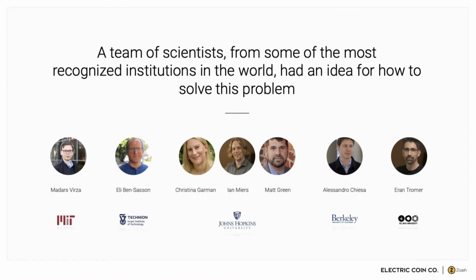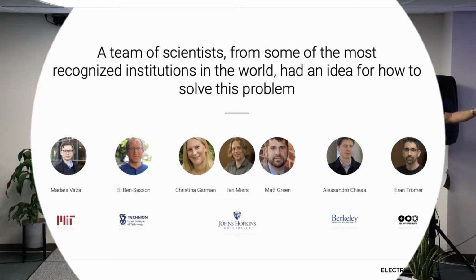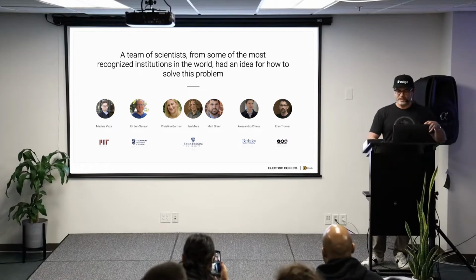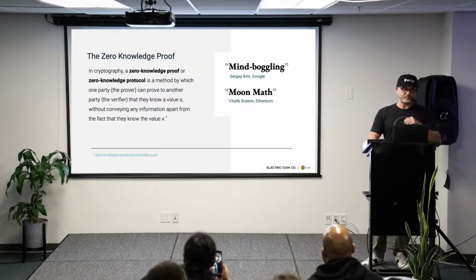Fast forward, some scientists figured it out. Scientists out of MIT, Johns Hopkins University, Technion, Tel Aviv, they figured out how to take zero knowledge cryptography, which was invented at MIT in the 1980s, and apply it to Bitcoin. And they approached the Bitcoin core team.